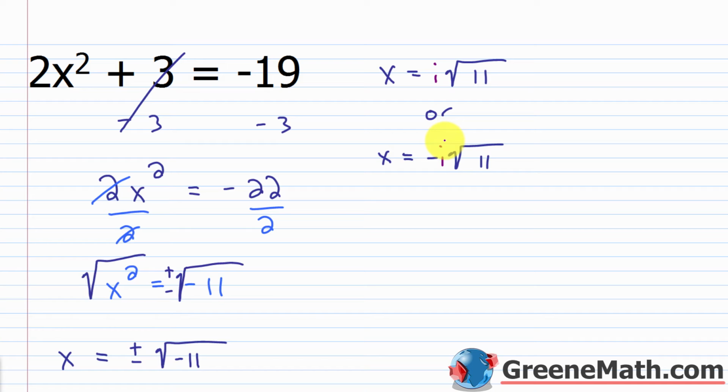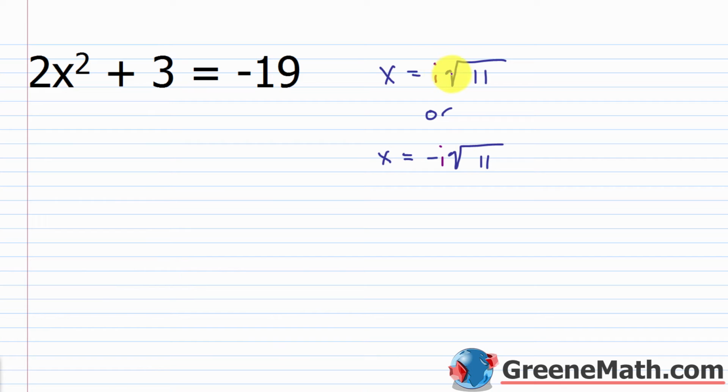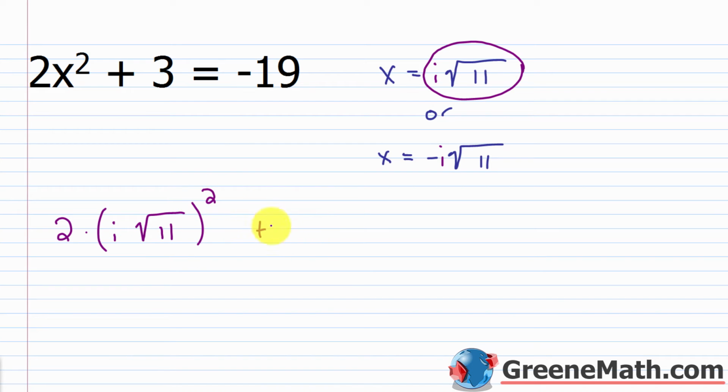Now, what if I check this to prove it to you? And I want to do that real fast. So let's just go with this first one. You'd have 2 times x is squared. This whole thing is what x is equal to. So you'd have i times the square root of 11, and this is all squared. Then plus 3 equals negative 19.